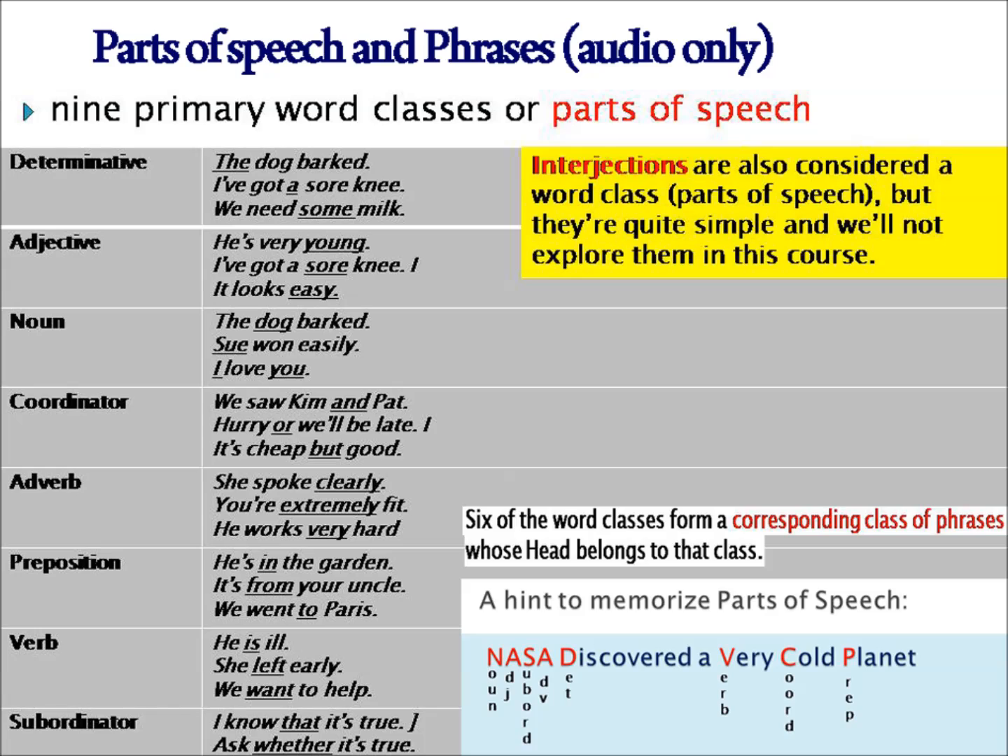Hurry or we'll be late. So hurry is one idea. If you don't hurry, we'll be late. So we'll be late, idea 2. And when I put the two ideas together, I have the so-called cohesion.